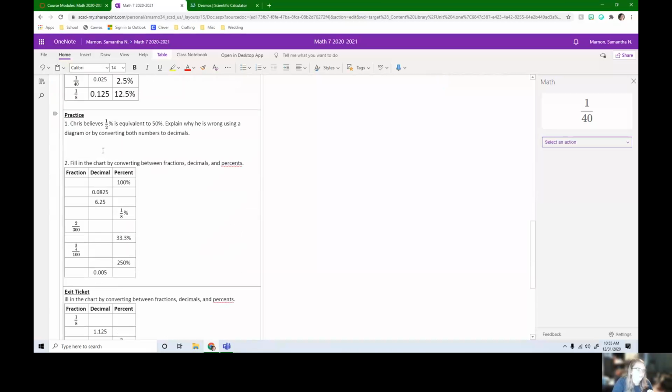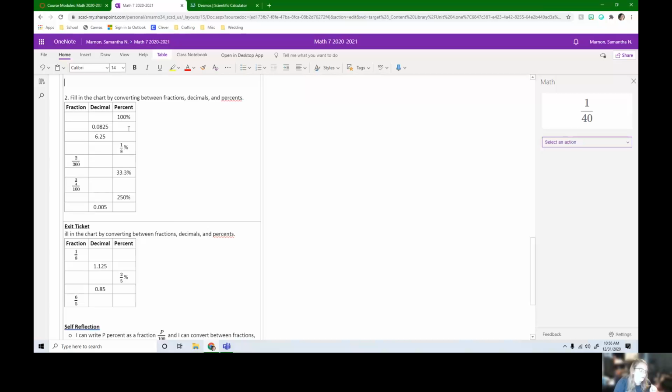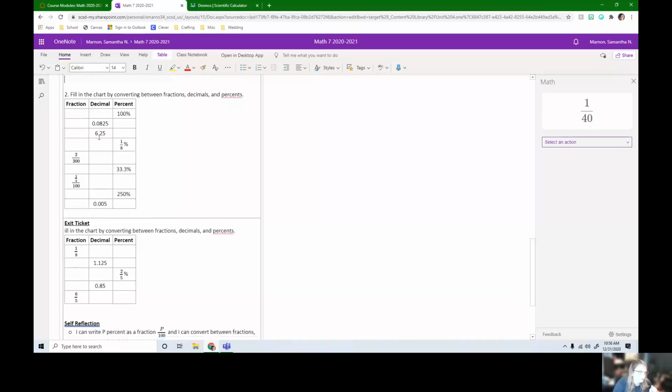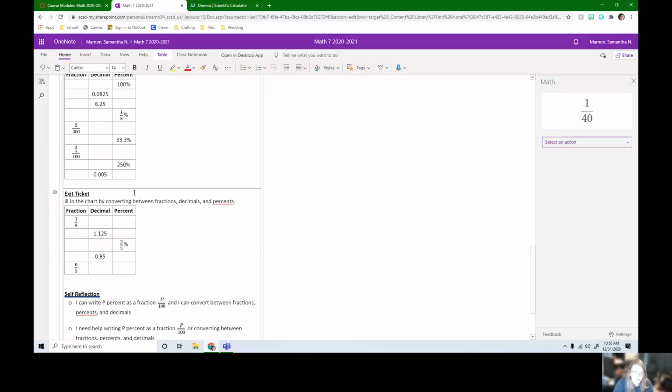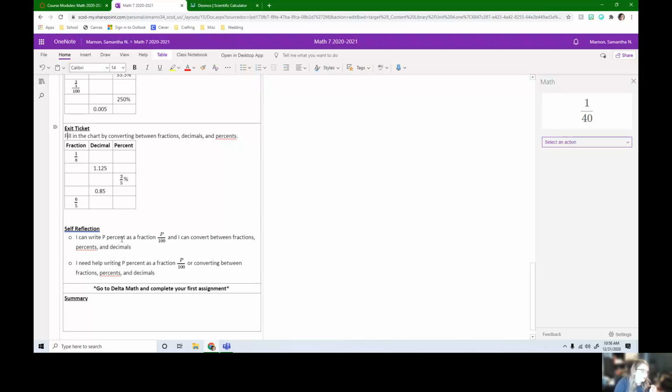So you have 2 practice questions. So this one is 1/2% the same as 50%? And then filling in this chart, so practicing our conversions. And then we're missing a letter here. Our exit ticket is filling in this chart, so even just more practice converting. So our self-reflection is I can write P/100 as a percent, P% is P/100, or I need help.